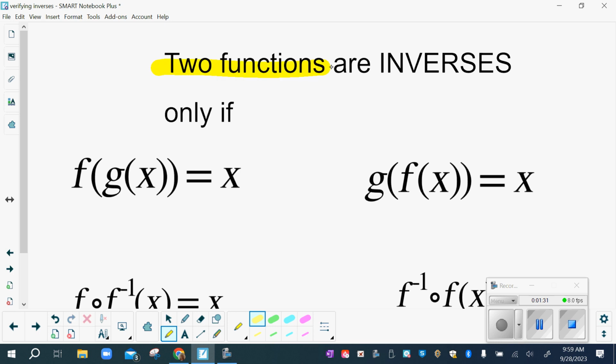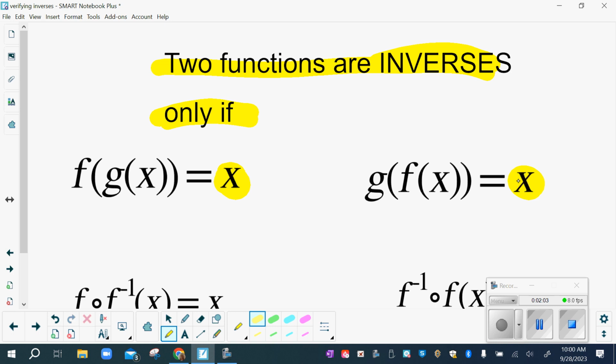It says two functions are inverses only if you can put one inside the other and it kind of cancels everything out and you're left just with x. And it's so powerful that if you do it the other way, you also just get x. Let me tell you what I mean by that. Here I am standing right here. So watch me do this little function.